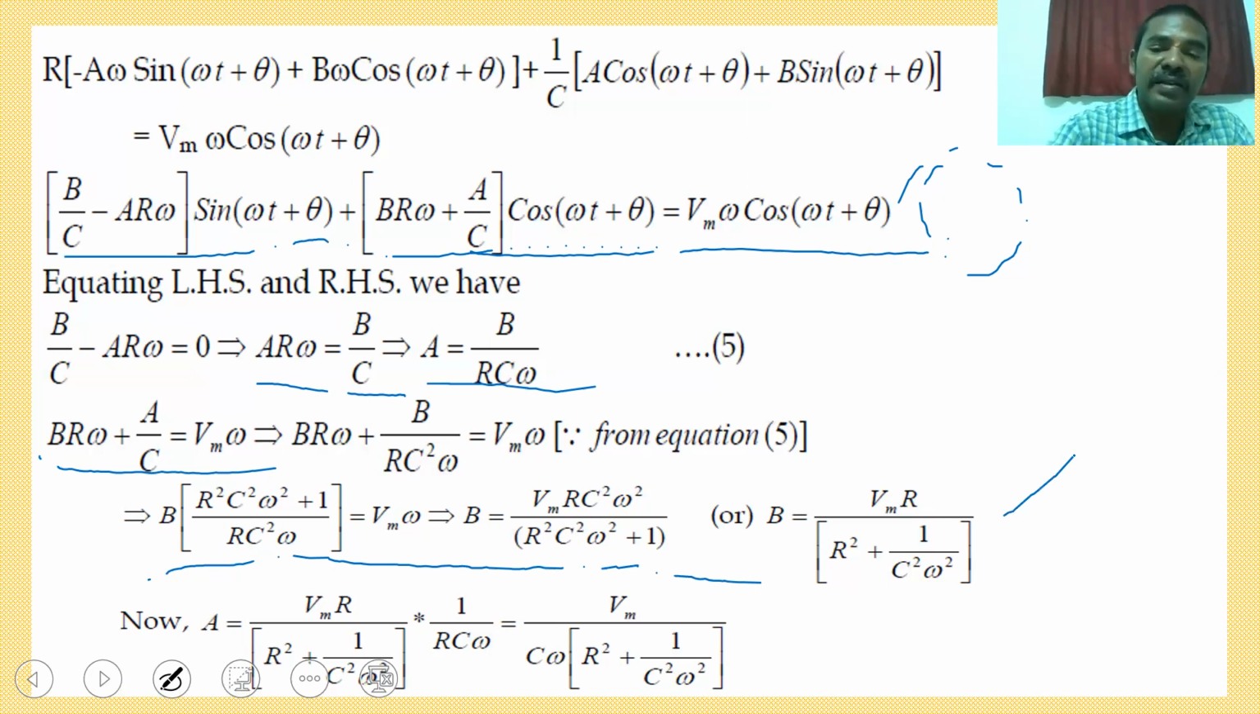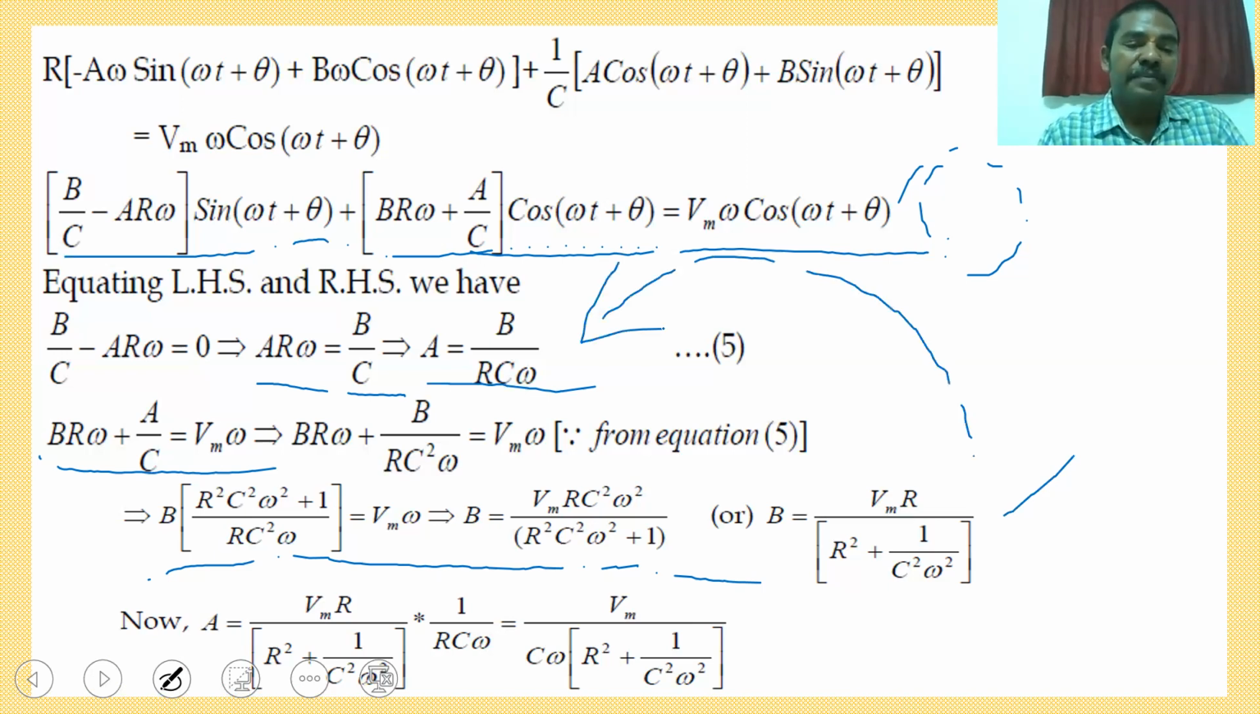So once you are getting the B value, you can substitute it and get the value of A. What is A? A is B by RC omega. So B is Vm R by R square plus 1 by C square omega square. So finally you can get A is equal to Vm divided by C omega into R square plus 1 by C square omega square. So A value and B value are calculated.